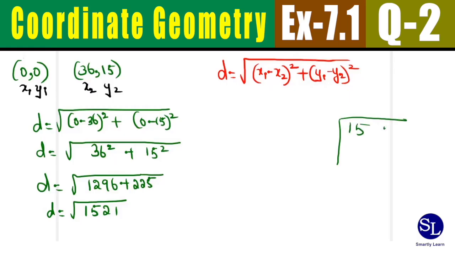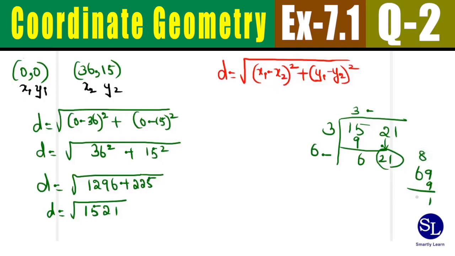So 1521, I'm pairing it like this. 3 3s are 9. So remainder is 6. I bring down the 21. So I double it here as 6. Now I need to place a number here such that they match the same. It is ending in 9, so 1. So I have only two options, 61 or 69. So 69 into 9, 9 9s are 81, 9 6s are 54 plus 8 is 62. So this is 6 and 9 here. So 621 minus 621 is 0. So square root of 1521 is 39.